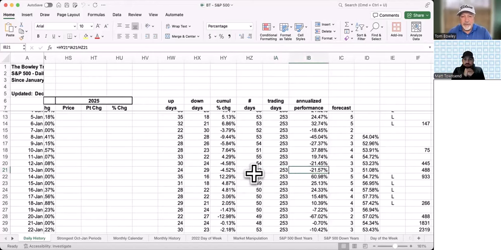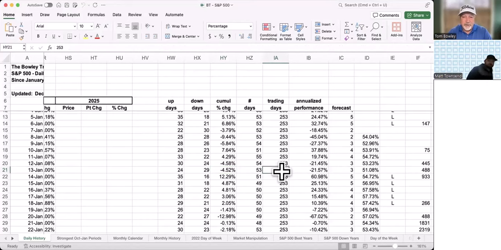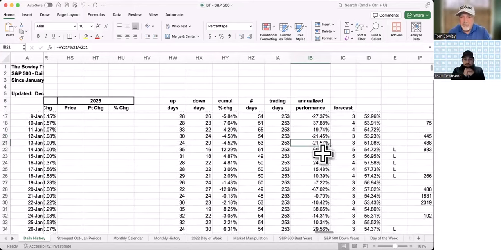And then all I'm doing is taking this minus 4.52% and multiplying it essentially by 5, which is 250 days versus 50 days, roughly. So you're just interpolating, making it on an annualized basis. That's why I say this is annualized performance. And I just do that every day. So that's where you're getting the minus 21.57 on the 13th, plus 60.98 on the 14th, plus 25.13% on the 15th, and so forth.